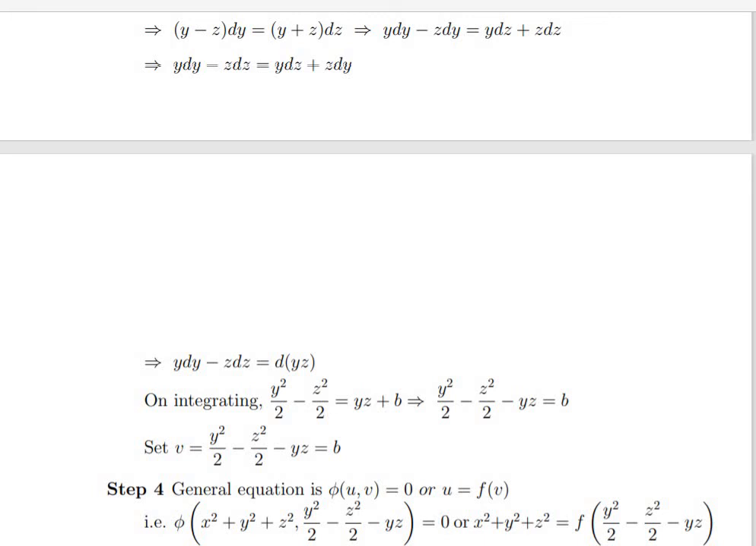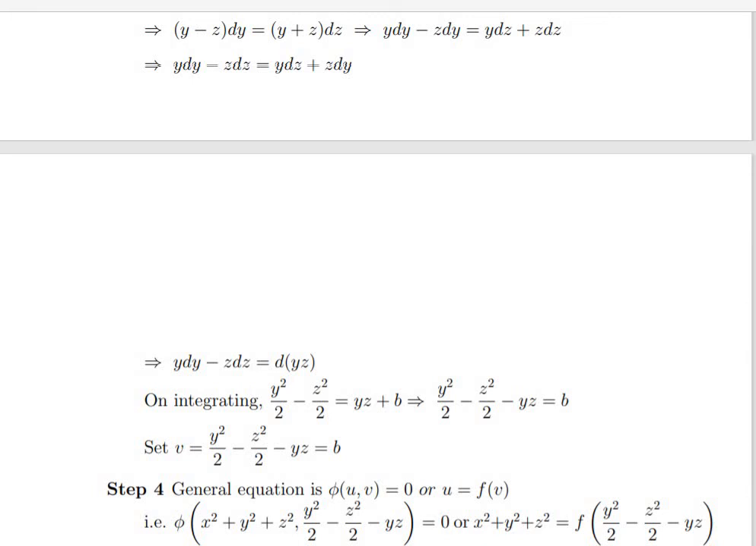Now the term y dy contains only one variable, as well as the term z dz also contains only one variable. So we will take both of them to one side, and we will take the term minus z dy to the right side. So it will become plus z dy. So the equation can be rewritten as y dy minus z dz equal to y dz plus z dy. And you know the derivative of yz is y dz plus z dy, which we get based on the product rule. So the right side of the equation can be rewritten as d of yz.